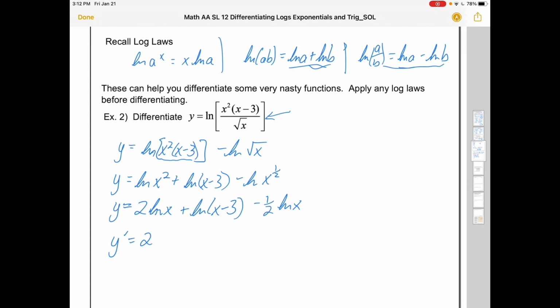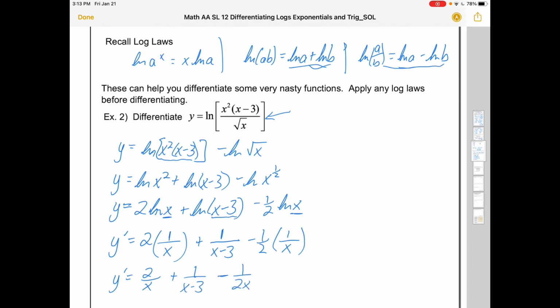2 stays, it's a coefficient. And then for this one, original on the bottom, derivative on the top. Plus, next one, differentiated, original on the bottom, its derivative goes on the top. And we have minus a half, that stays. And original on the bottom, derivative on the top. And I can just do a little bit of multiplication here. But the actual differentiation is really easy if you use your log laws first. So look for opportunities to use log laws before differentiating.